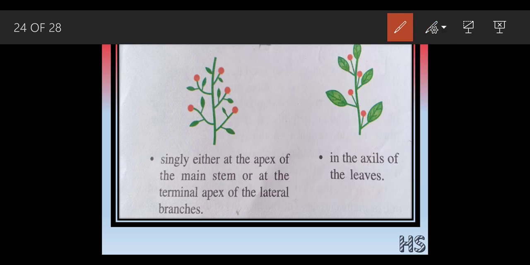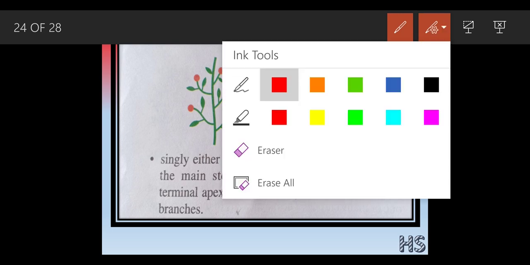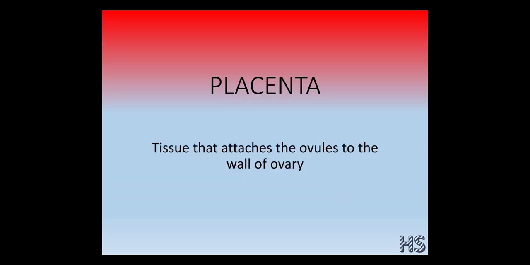What I said, this stem and leaf would make an angle, okay, and between this angle there would be an arrangement of one flower. So this means the axil of the leaves. Placenta. What do you mean by placenta? So first, I'm going to read what is placenta. Placenta means the tissue, okay, that attaches the ovules to the wall of the ovary.